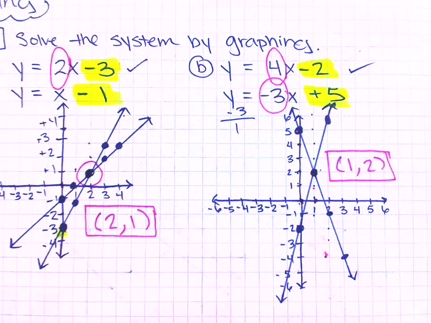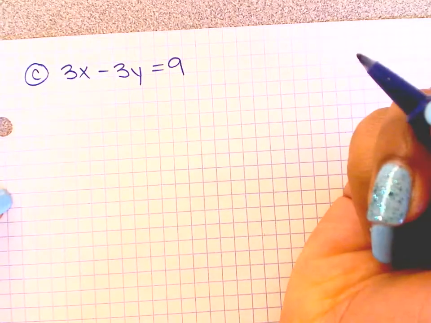So you're just identifying the point where they cross. Okay? Next one. Sorry, doing examples because there's a lot. I have 3x minus 3y equals 9. Uh-oh, it's not the slope intercept. And then I have y equals x minus 3.